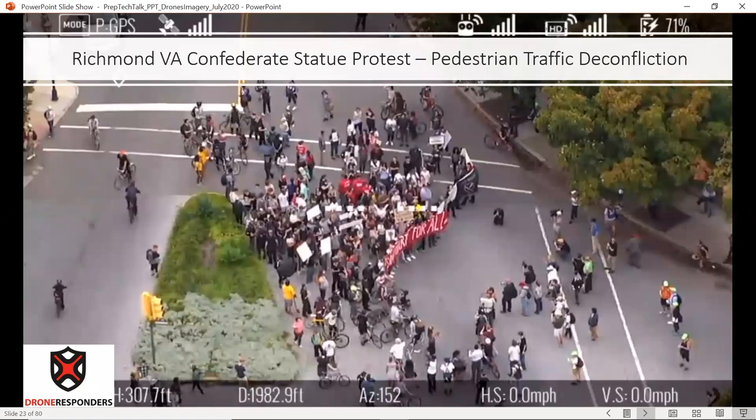Here's a situation, a protest march in Richmond, Virginia. In this case, they decided to have an unscheduled protest march, and so they didn't know where it was going to go, but the drone was able to stay two blocks in advance, specifically for the purpose of stopping the traffic with motorcycles so that they could prevent pedestrian traffic conflict.